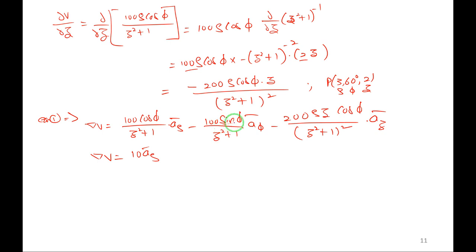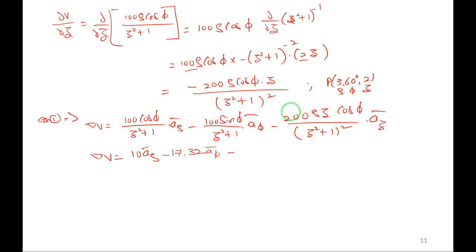Okay, then I'll substitute for value of phi and z here, and I'll calculate this one also. So 100 into sin phi. Sin phi is how much? 60 degree. Divided by z square plus 1. Once again 5 only. Z square is 2. 2 square is 4 plus 1, 5. So calculate this. This minus sign is there. Write down minus 17.32 a phi. Then this minus sign, we'll write it as it is.